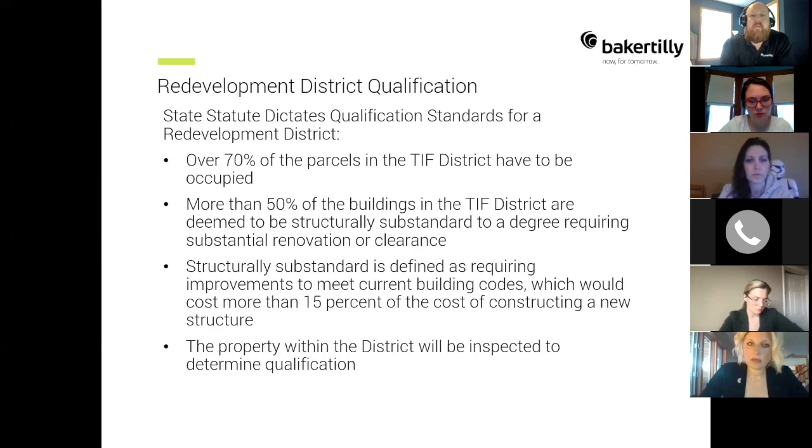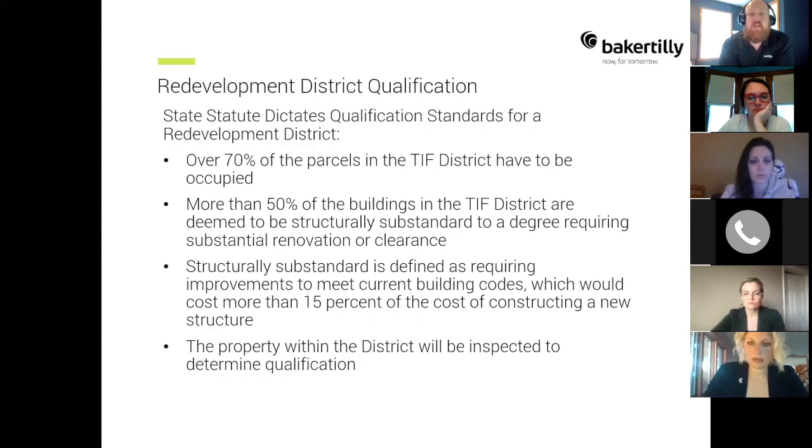So for a redevelopment district, what are the qualifications? Specific statute dictates the qualifications for a redevelopment district. And again, these are based on the current condition of the property. So over 70% of the parcels in the district have to be occupied by improvements. What the legislature is saying here is they want us to create redevelopment districts for properties that have things on them. They don't want us to pull in a bunch of greenfield space into a TIF district and call it a redevelopment district.